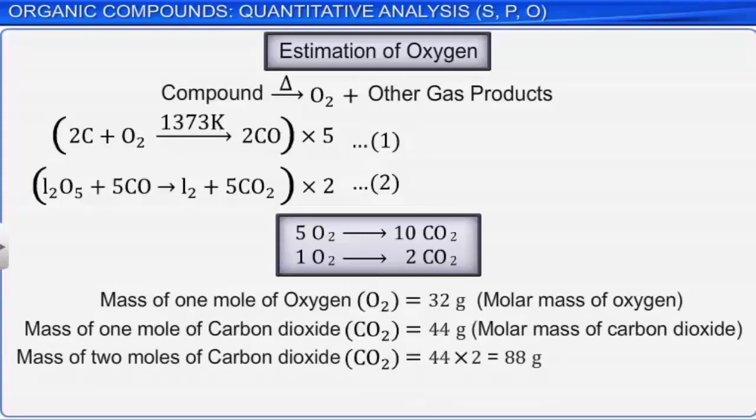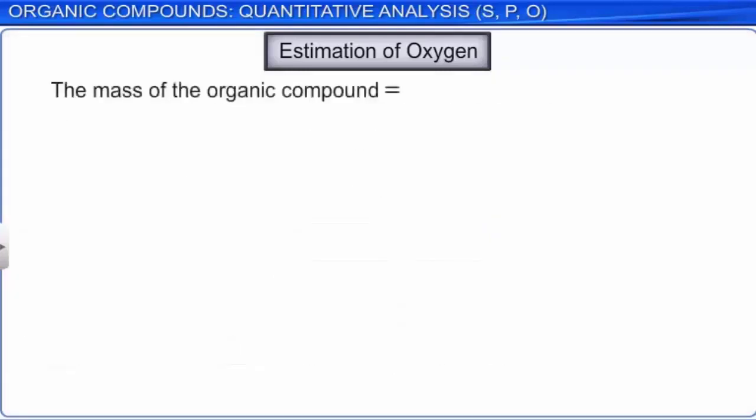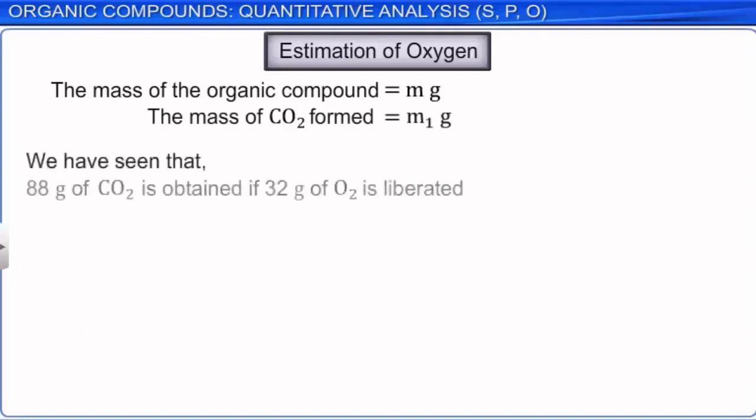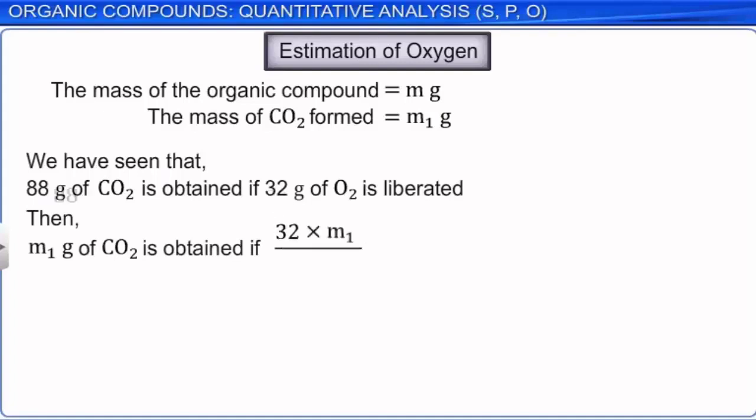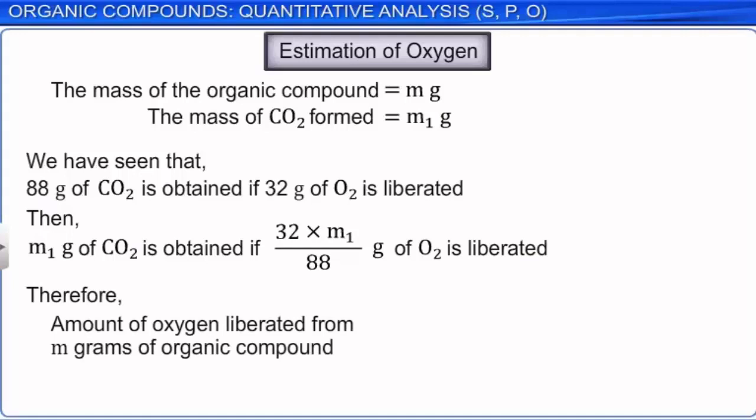Let the mass of the organic compound taken be m grams. Mass of carbon dioxide produced be m1 grams. We have seen that 88 grams of carbon dioxide is obtained if 32 grams of oxygen is liberated, and then m1 grams of carbon dioxide is obtained if 32 into m1 divided by 88 grams of oxygen is liberated. Therefore, the percentage of oxygen in the organic compound is equal to 32 into m1 multiplied by 100 divided by 88 multiplied by m.